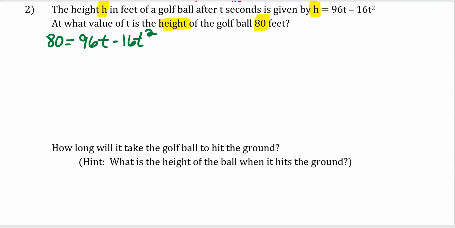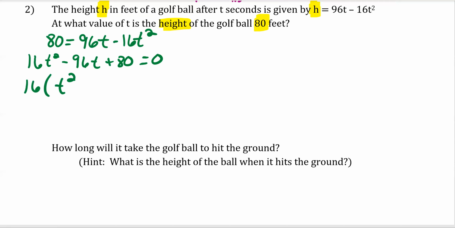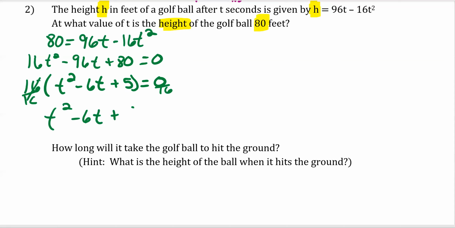In order to solve the quadratic, we need it equal to 0. And this time I'm going to add 16t squared to both sides. Then I'm going to subtract 96t from both sides. And now it equals 0. I have a greatest common factor of 16. Again, I can divide both sides by 16, and it's not going to affect my answer.